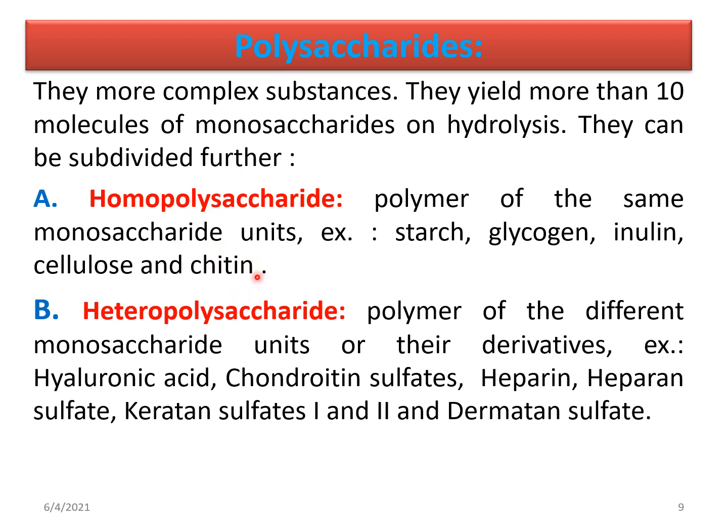That's the N-acetyl glucosamine. It contains only N-acetyl glucosamine linked by beta 1,4 glycosidic bonds. While heteropolysaccharides are polymers of different monosaccharides or their derivatives. In other words, heteropolysaccharides are polysaccharides that contain different types of monosaccharides. For example, hyaluronic acid, chondroitin sulfates, heparin, heparan sulfate, keratan sulfates 1 and 2, and dermatan sulfate.